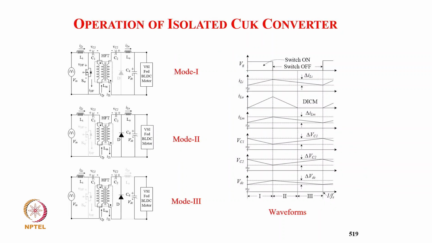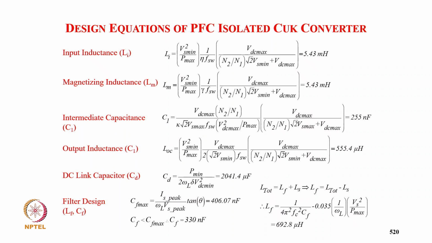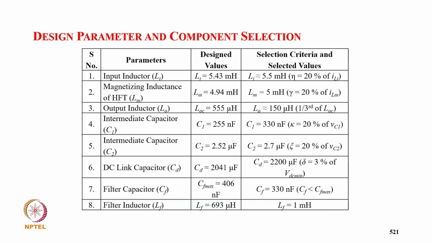So this is the typical mode: device conducting, diode conducting, none of the two conducting, and you can see output inductor design here in DCM. And then the calculation for input inductor 5.43, transformer inductance 5.43, and capacitor is 255 nanofarad, and output inductor also, your output inductance is 55.4 microhenry, and output capacitor 2041.9, and EMI filter your CF 330 nanofarad and LF equal to 692.8 microhenry. And these are the values.